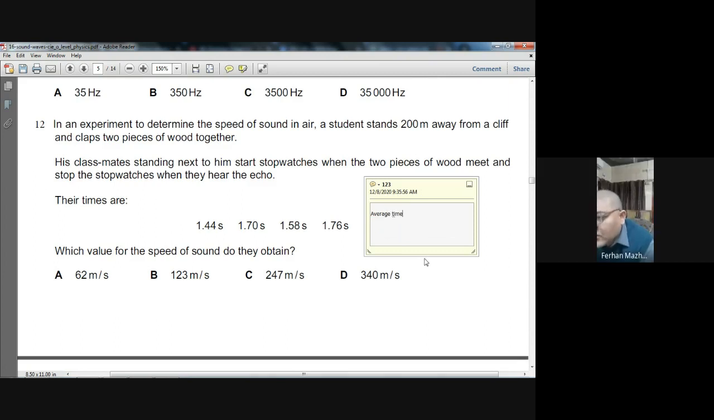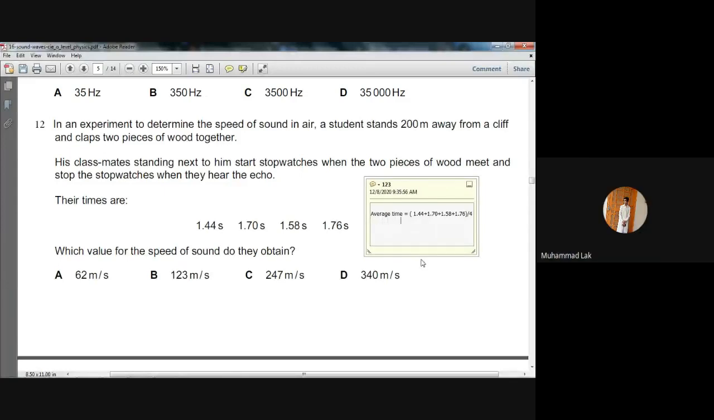Average time. So how will you take the average time? You will add up these times. On your calculator, kindly do this calculation: 1.44 plus 1.70 plus 1.58 plus 1.76. I will close the bracket and then divide it by 4. Can you get me the answer? The answer is 1.6.